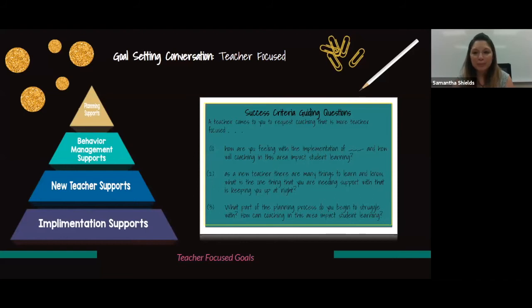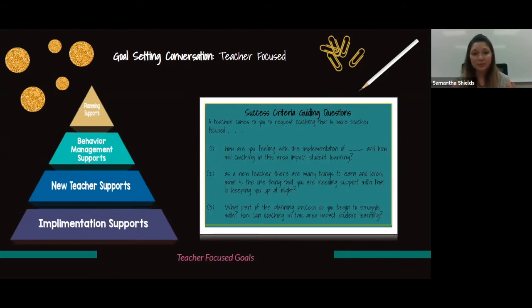As a new teacher, there are many things to learn and know. What is the one thing that you're needing support with right now that's keeping you up at night? So what is that one thing that that new teacher needs right now that you can coach them on? And what part of the planning process do you begin to struggle with? And how will coaching in this area impact student learning? Do they really need help with formative assessment, and you just coaching them through what it is and what it looks like? You know, that's where you can come in.